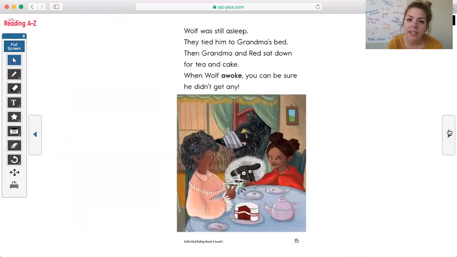Wolf was still asleep. They tied him to Grandma's bed. Then Grandma and Red sat down for tea and cake. When Wolf awoke, you can be sure he didn't get any.